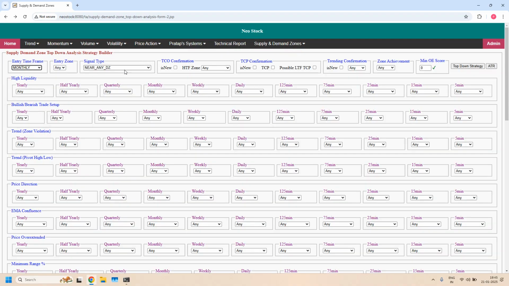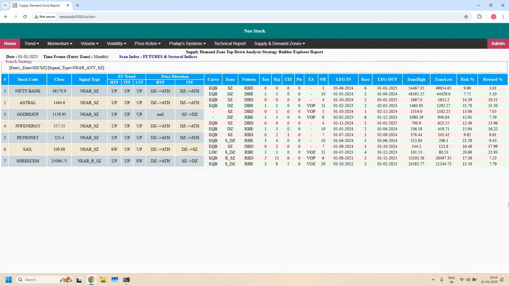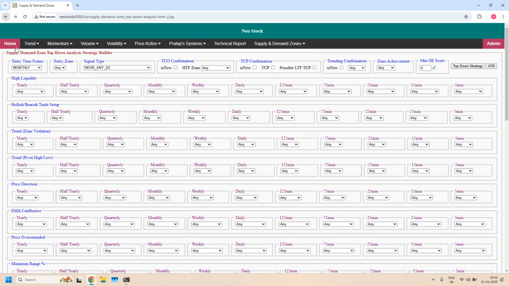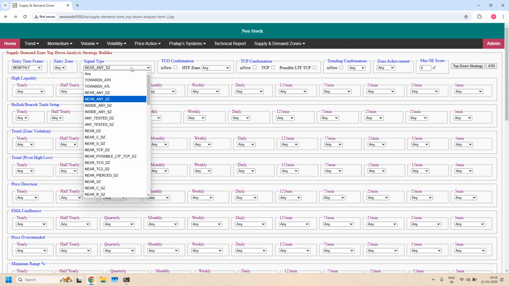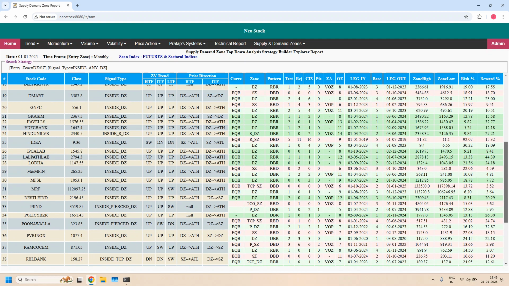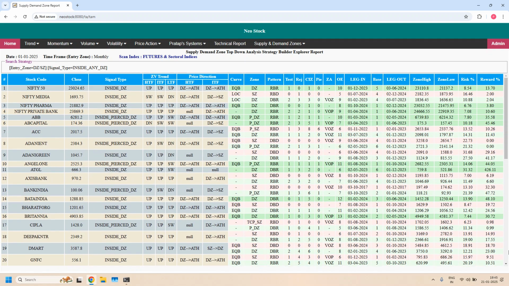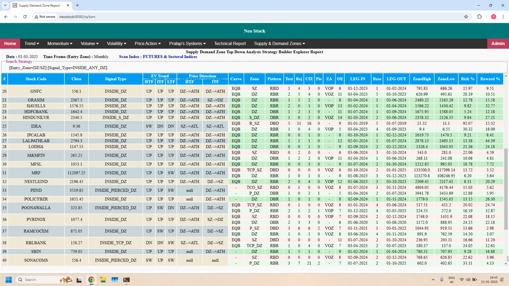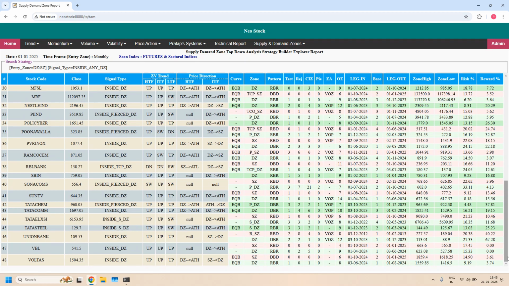Next, monthly time frame. Stocks near the monthly supply zone. We got 7 stocks. Next, monthly time frame. Price closed inside the monthly demand zone. We got 48 stocks. So first 20 stocks in the list. I am scrolling the list down. So total 48 stocks are filtered.